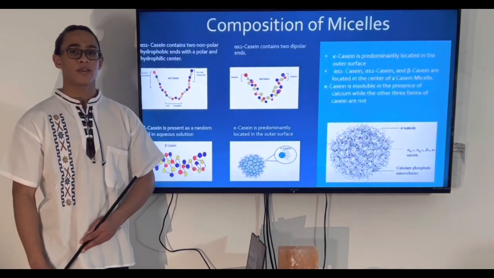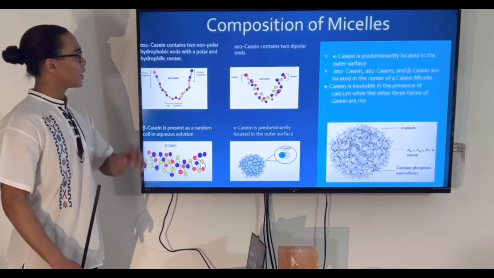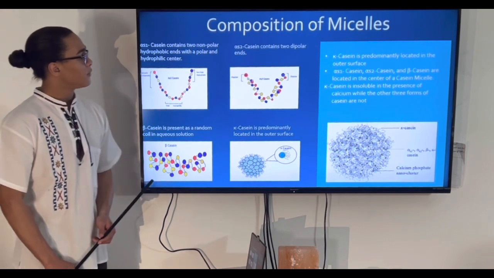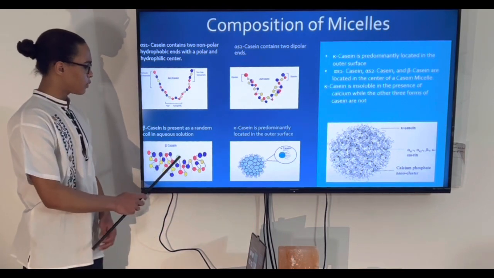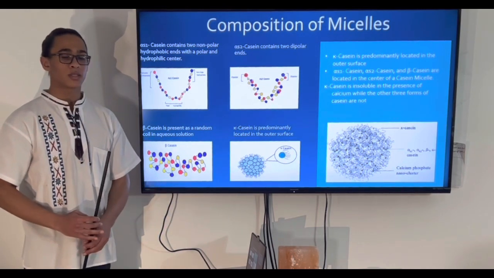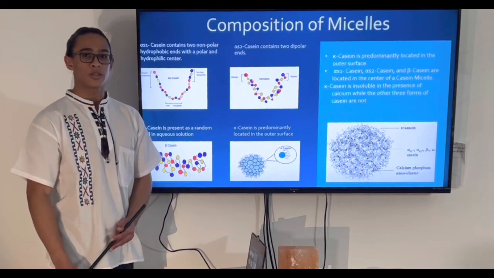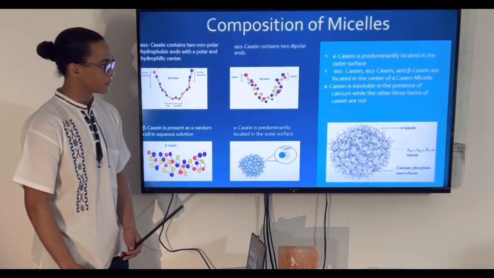The composition of casein micelles. Alpha S1 casein contains two polar hydrophobic ends and a hydrophilic center. Alpha S2 casein has two dipolar ends, and beta casein is present as a random coil in an aqueous solution. Kappa casein is predominantly located on the outer surface and comes in hair-like wisps on the outside of the micelle.